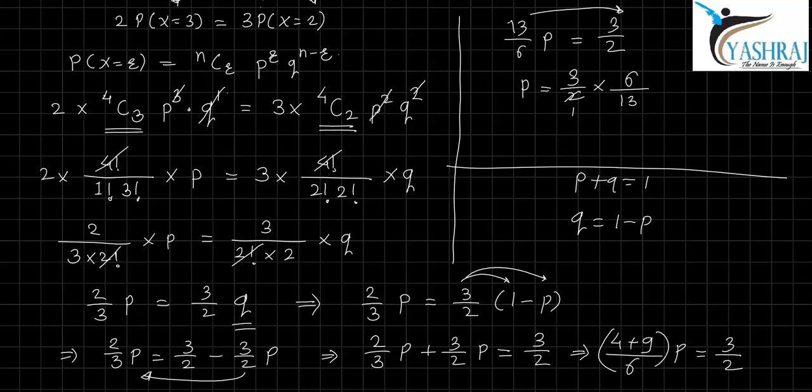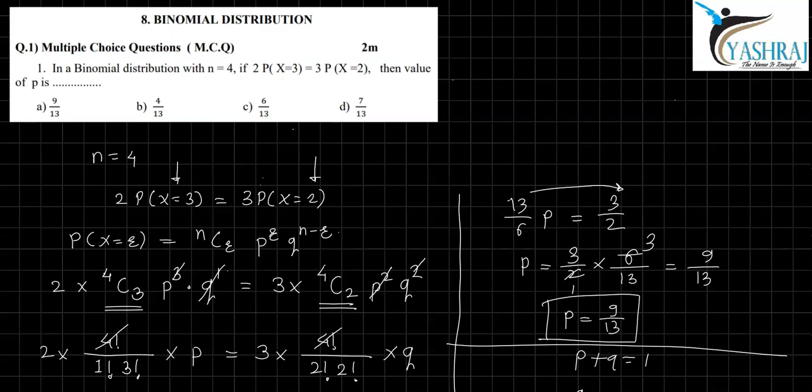So here we have 2 1s are 2, 2 3s are 6. So we might get 3 3s are 9 divided by 13. So our p value becomes 9 divided by 13. And which is our choice code? A, as 9 divided by 13.